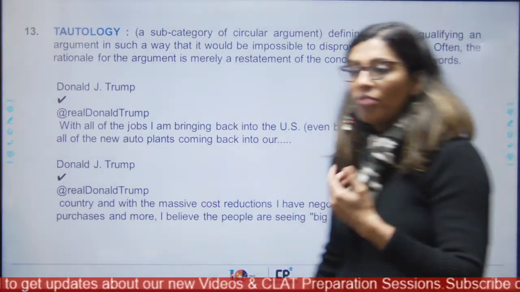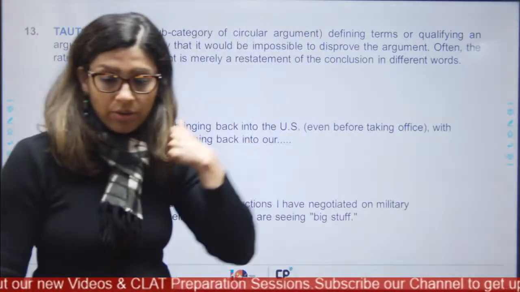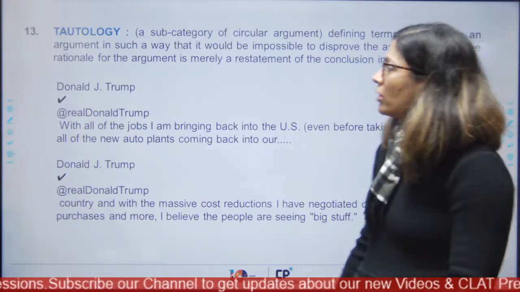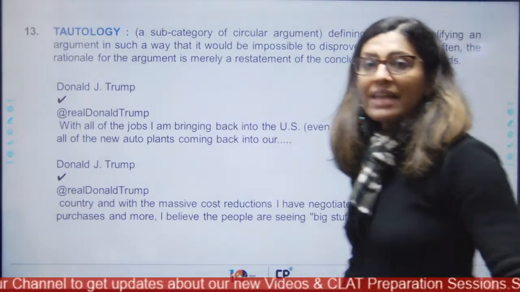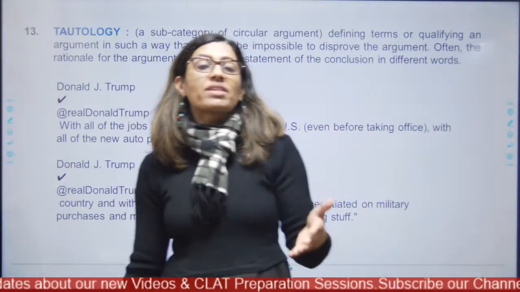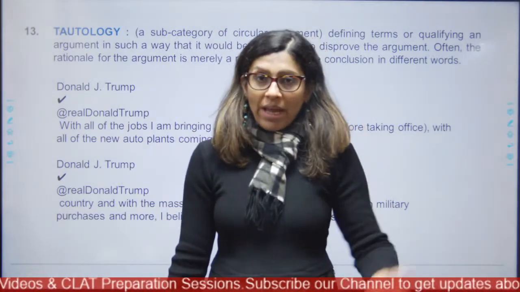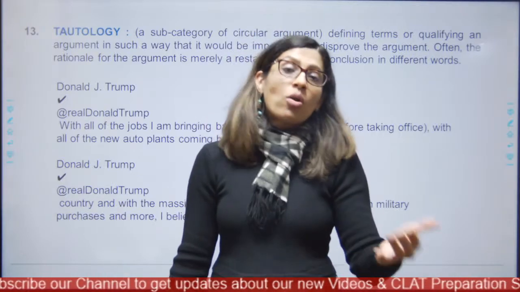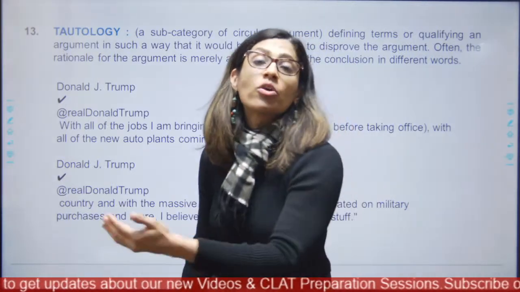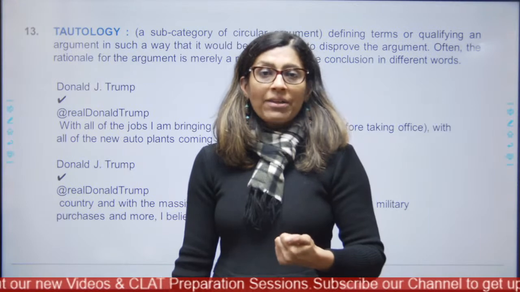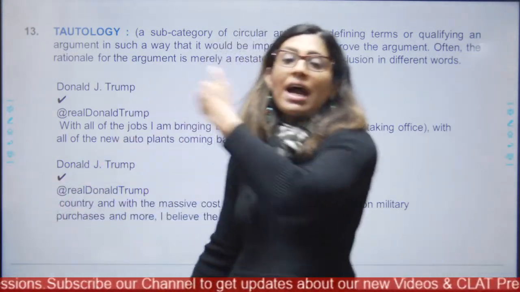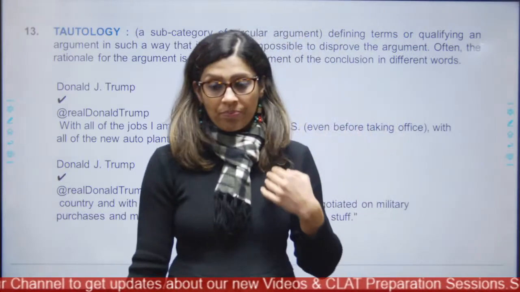This is the format of the argument structure over here. So is circular reasoning clear? And with circular reasoning, you would notice if you do previous year papers or any of the mock papers, one of the options in structural questions is always that the author is using circular reasoning, right? So circular reasoning means the starting and ending are pretty much the same.